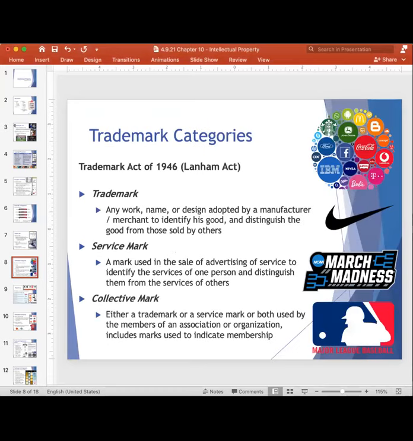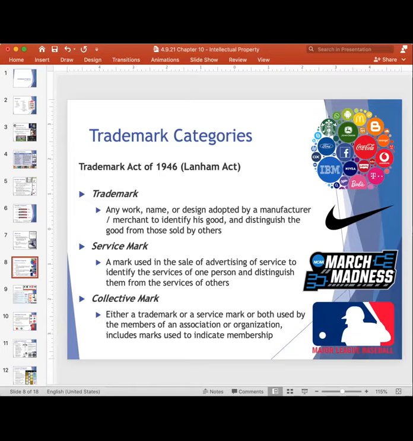Let's next shift to trademark law. Trademarks are governed by the Trademark Act of 1946, which is more commonly known as the Lanham Act. Under the Trademark Act, there are 3 distinctive categories that exist under the umbrella term trademark. I think most of us, when we think of trademark, think of the trademark category, but there are actually 2 other categories for us to consider.